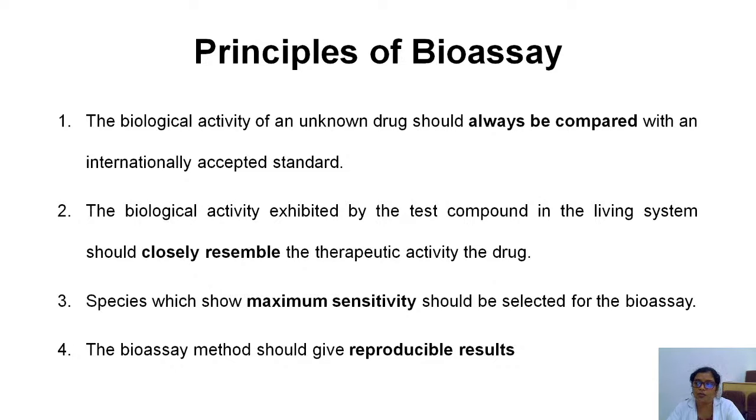Like suppose one person did a bioassay for a drug X and found that it has anticholinergic activity, and somebody else did it and found that it has some anticonvulsant activity. So it should not happen. It should give reproducible results. That is the way in which the method should be selected.